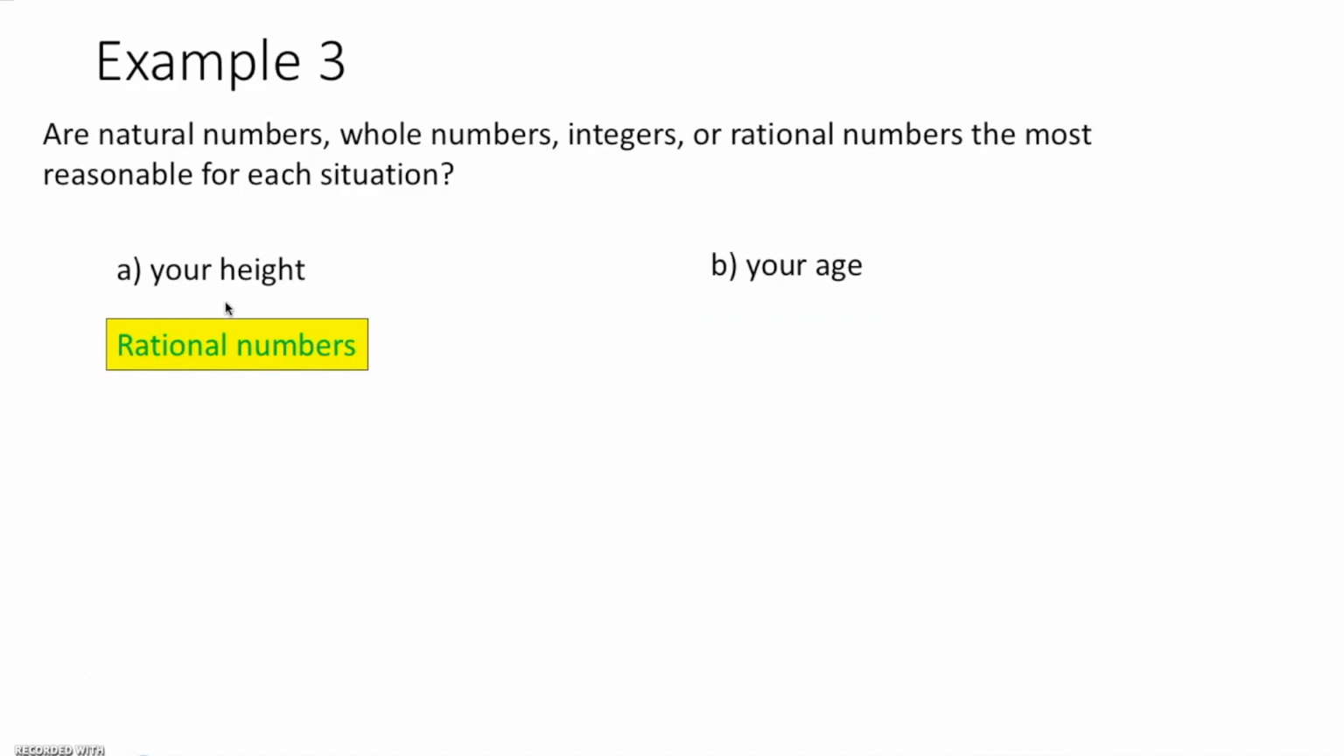Your age. Most people just give a specific counting number for their age. Now, sometimes when you're a toddler, you say like I'm 2.5, 3.5, but most people just give a specific counting number for their age, right? Nobody says they're 0 years old either. It most likely would be a natural number for your age.